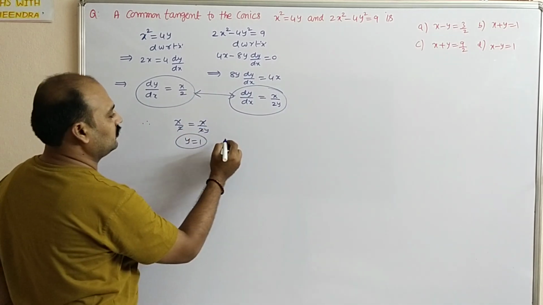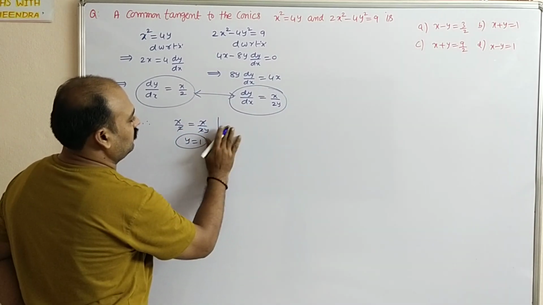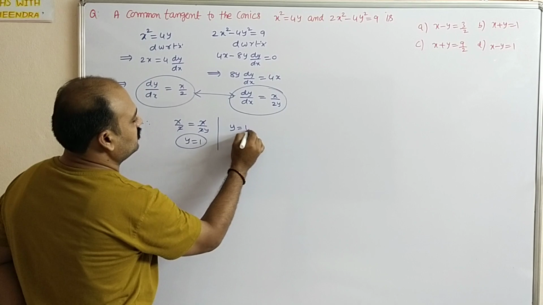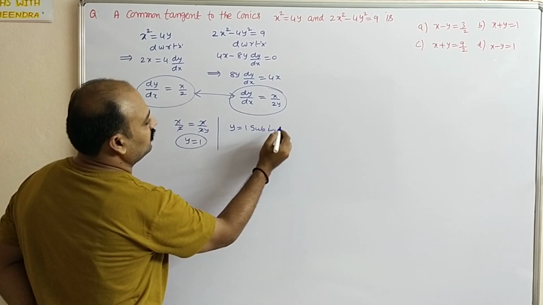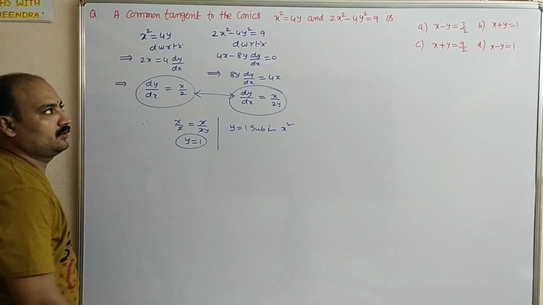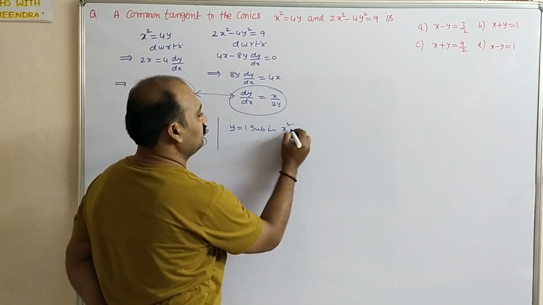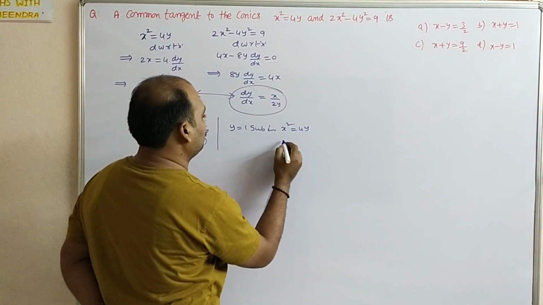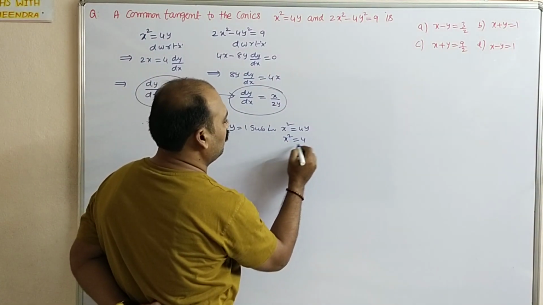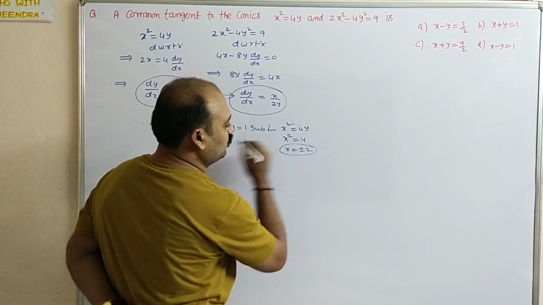Substitute y is equal to 1 in x square equal to 4y. So x square equal to 4, x is equal to plus or minus 2.